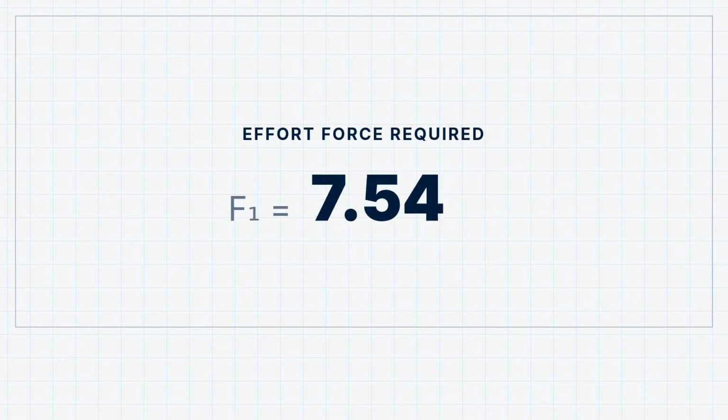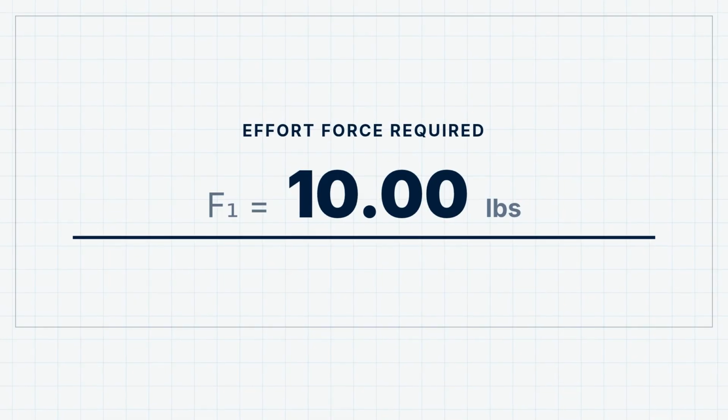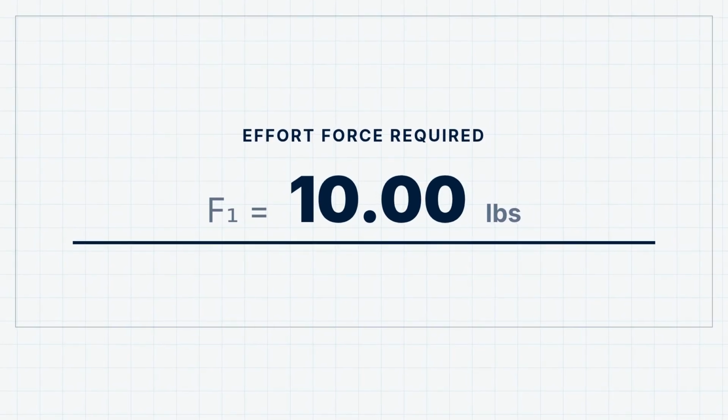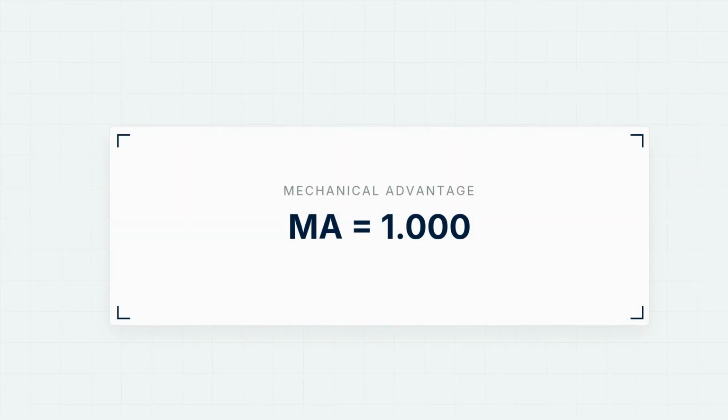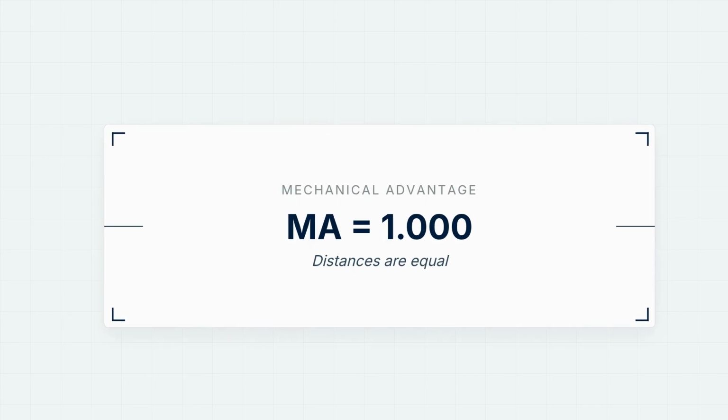The effort force required F1 equals 10 pounds, meaning you need to apply exactly 10 pounds of force to lift this load. The units show as pounds. The mechanical advantage MA equals 1000, indicating no mechanical advantage since the effort and load distances are equal.